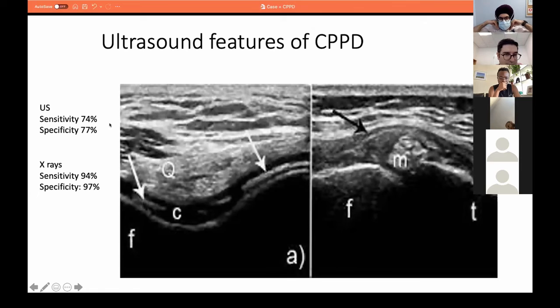The sensitivity is pretty good, 74. Sensitivity, specificity 77. X-rays, some say sensitivity is 94 to 97. And MRI is less than ultrasound. So I'll definitely get the X-rays first and then look for ultrasound as well.